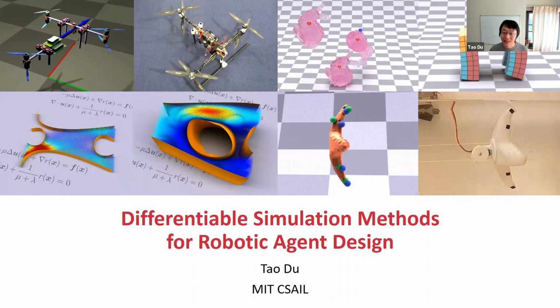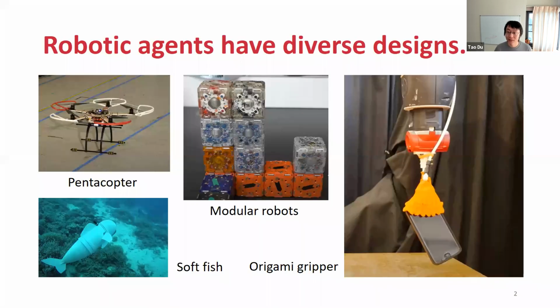Great. All right. So it's my pleasure to be here, and I'm happy to talk about our recent thoughts on simulation and robotics. So the topic of my talk today is going to be about differentiable simulation methodology and its application on robotic agent designs.